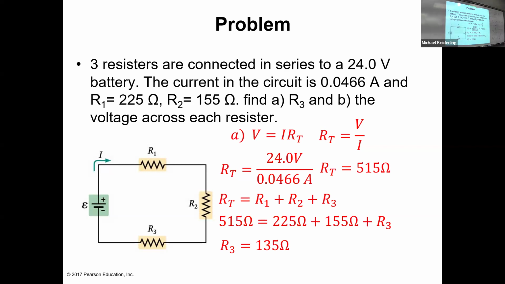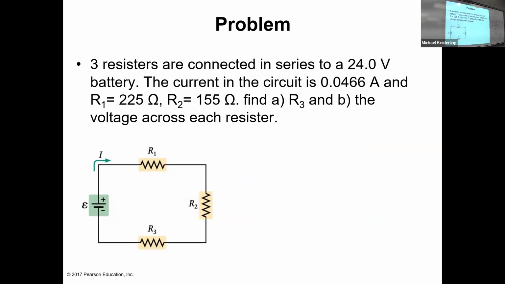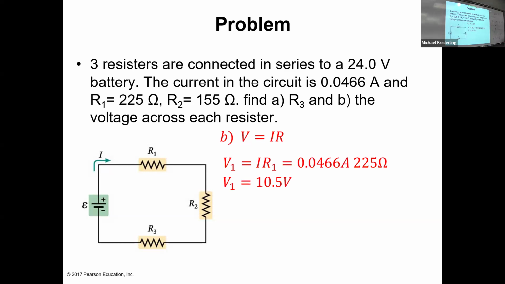That's the missing resistor. If you want to find the voltage across each resistor, well, now we know R1 is 225 ohms, R2 is 155 ohms, and R3 is 135 ohms. So we can use V equals IR for each resistor. V1 is our current, 0.0466 amps, times R1, 225 ohms, which is 10.5 volts.